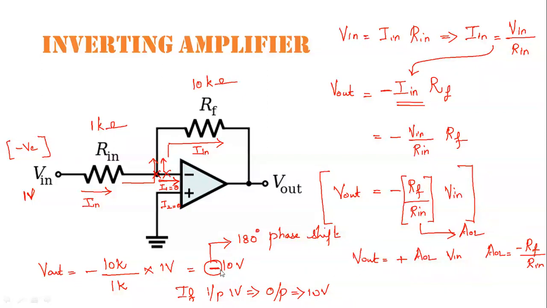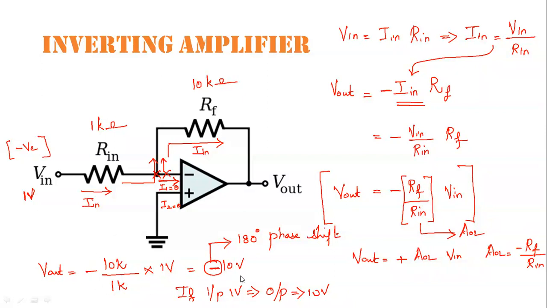Vout is equal to, if I take practical values, 10 kilo ohm as the op amp feedback resistor and 1 kilo ohm as the input resistor, and substitute the values, minus 10k by 1k into 1 volt input. Positive 1 volt we have given, and the output is minus 10 volts. So like we said earlier, the operational amplifier works as an amplifier, comparator, all those things. So amplification has been done. If I have given 1 volt of input, due to the gain of minus 10k by 1k, minus 10, we got minus 10 volts.